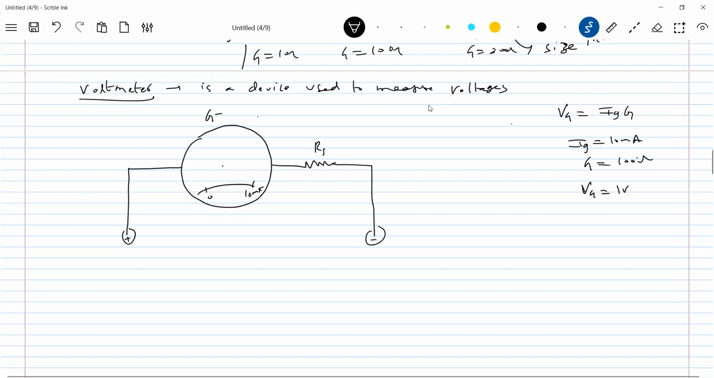Now what is the value of G? 100 ohm. Now what was the maximum permitted limit of the galvanometer? 1 volt. Now I want to measure, say, let it be 10 volt. So this is V max. I apply a potential difference, so then the current Ig will flow. This will be plus minus. The current will pass through here.